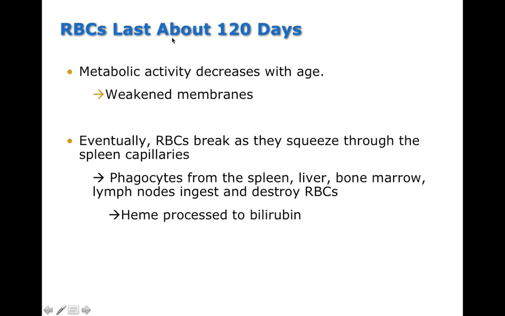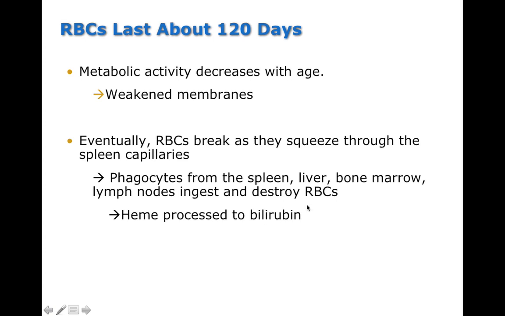So red blood cells only last for about 120 days or so, 90 to 120 days. And what's interesting, though, is that metabolic activity decreases with age. And we see then as a result weakened membranes, right? And so red blood cells break more easily. Phagocytes from the spleen and liver and bone marrow can digest and destroy these damaged red blood cells. And then heme is processed into bilirubin, which is incorporated into bile. But then you recycle that iron for later use by other newly maturing red blood cells.